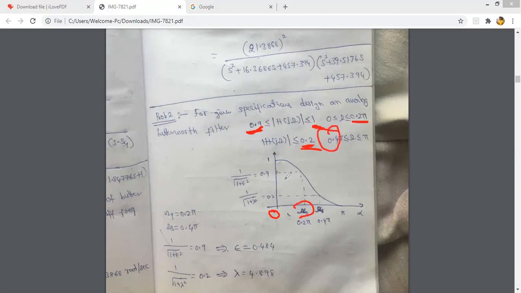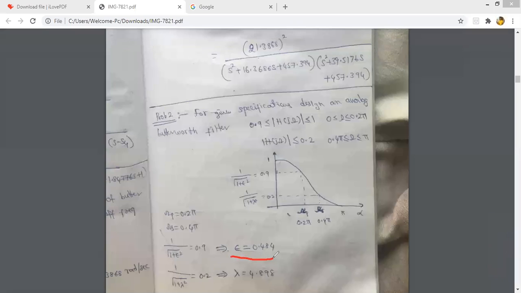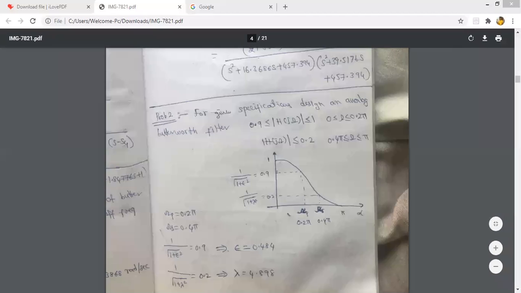Once you are able to draw this figure, you can solve any such problems. So from this, our first step is to find out epsilon and lambda. We know this from the problem. After finding epsilon and lambda, find out the order of the filter. What is the formula for the order of the filter? n is equal to log base 10 lambda by epsilon over log ohm s by ohm p. From this we got n is equal to 3.34. What is the next step? The n value should be rounded to the next integer, so n is equal to 4.